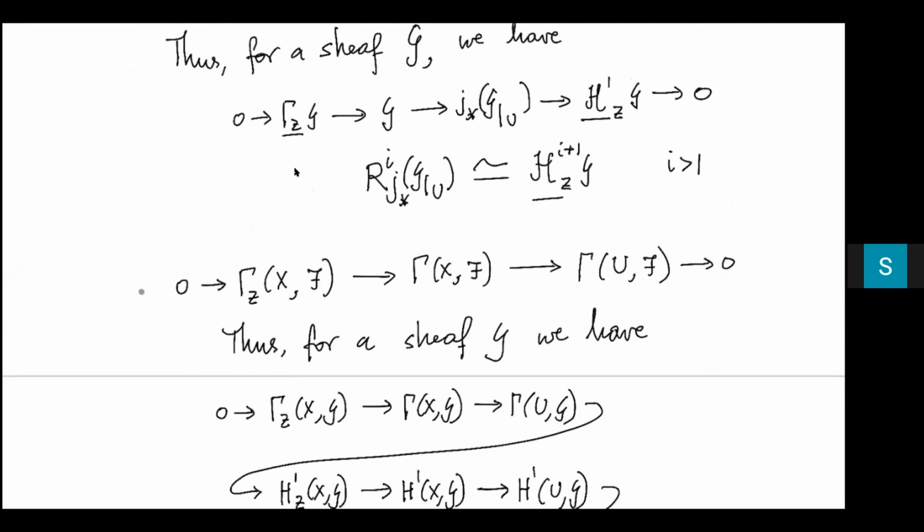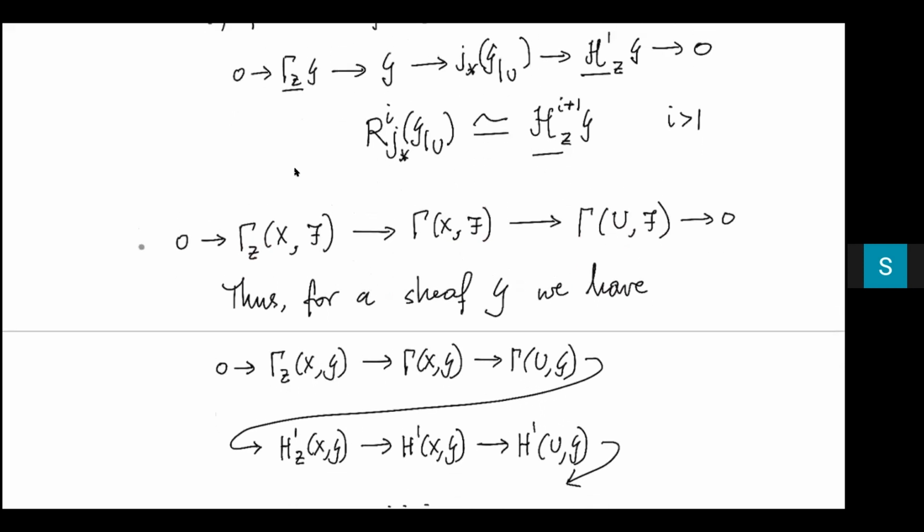So what are these? Maybe I have not defined this, but you can guess what it is. These are all global sections of F which are supported in Z, and these are all the global sections of F, and these are the sections of F over U. And again, you can see that clearly it's exact till here, because anything which is supported on Z has no support in U. U is the complement, and because F is flask, this is also surjective.